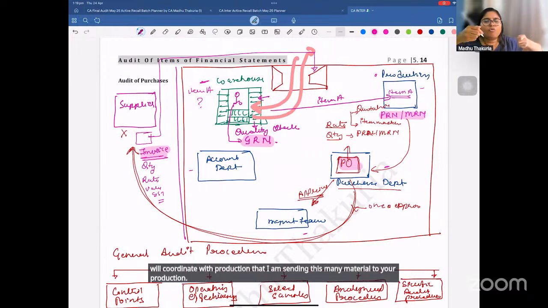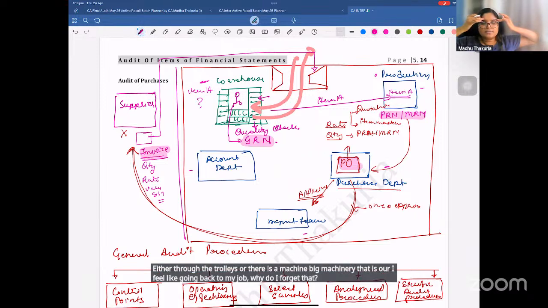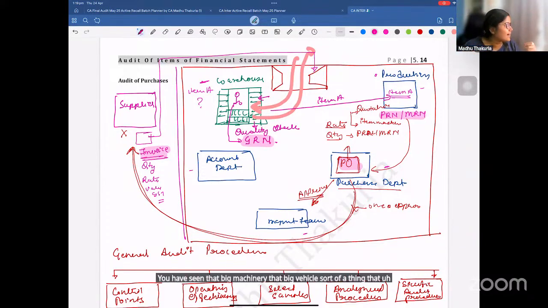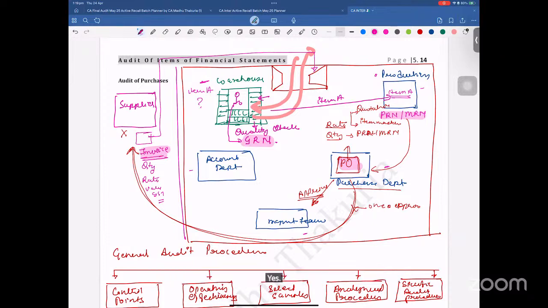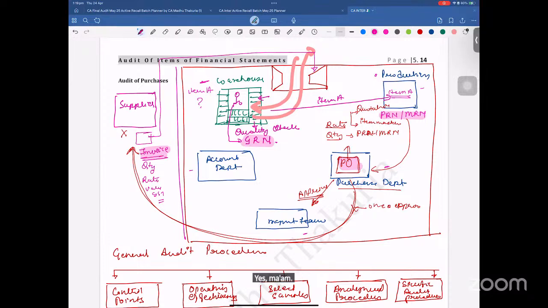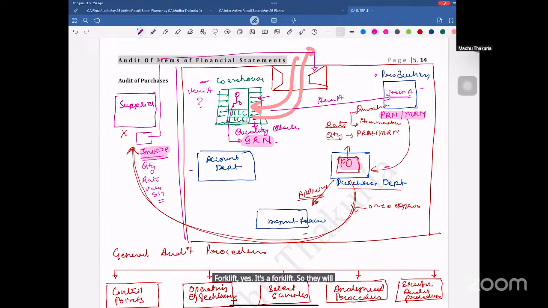They use either trolleys or a big machinery, yaar, I feel like going back to my job. Why do I forget that? You have seen that big vehicle sort of a thing that they use in a factory to move the material from here and there. What is it called? Forklift. Yes, it's called a forklift. So they will move the material. If it is a big material, they will take it.